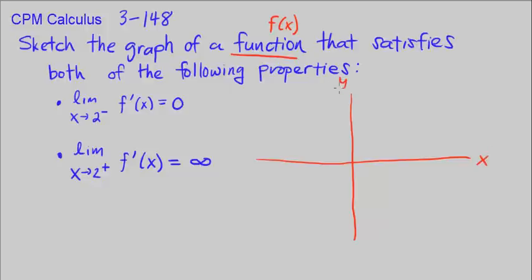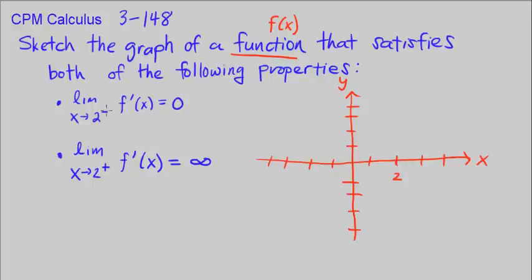X here, y here. And we know that this is happening around 2, right? The left of 2 and the right of 2. So let me go ahead and draw that in. Here is 2. Alright, so here is our x and our y axis, and here is x is equal to 2.